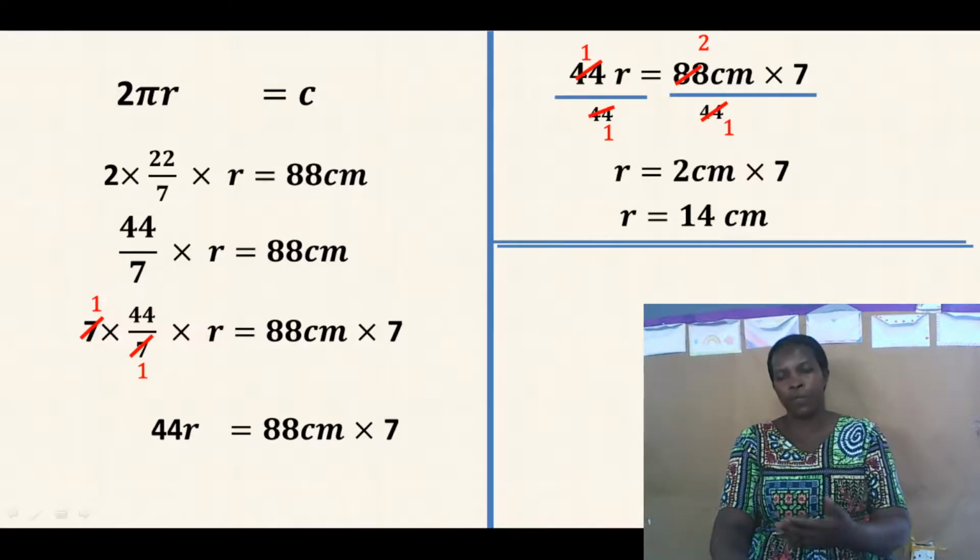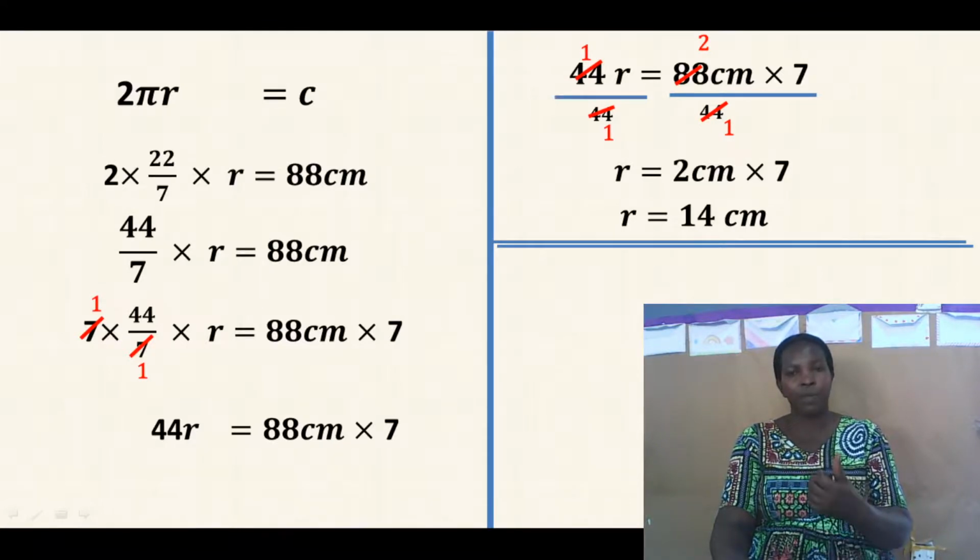Example 2 required you to look for radius. And example 1 required you to look for diameter. That was in part B. So you should master, when asked for radius given circumference, the formula is 2 pi r equals circumference.